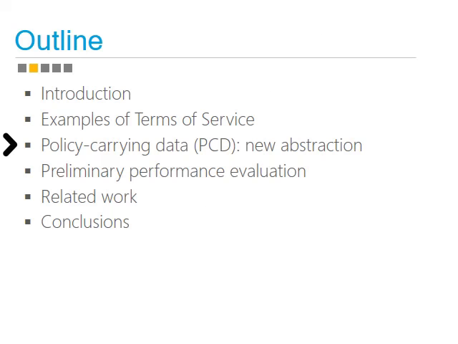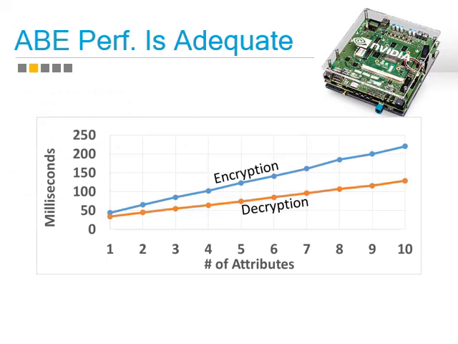So finally, we told you about the policy carrying data, this new abstraction. Let me talk a little bit about performance. We measured the encryption and decryption performance of attribute-based encryption. We used a tablet representative of the types of tablets you find on the market today.